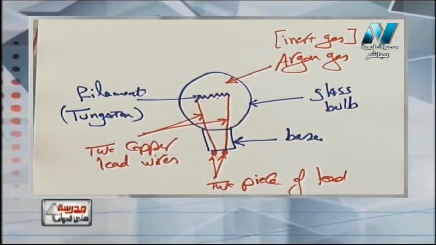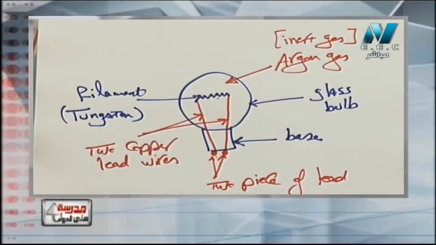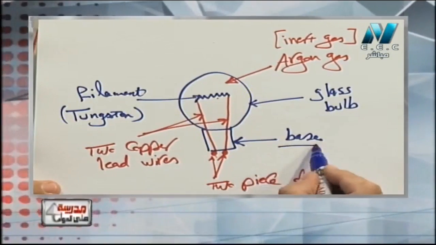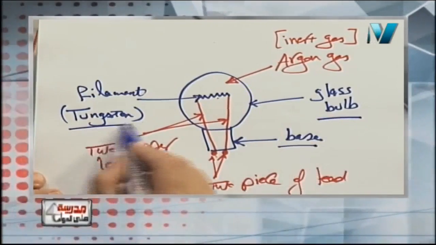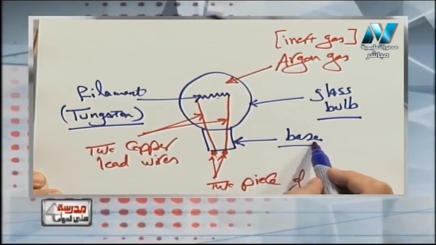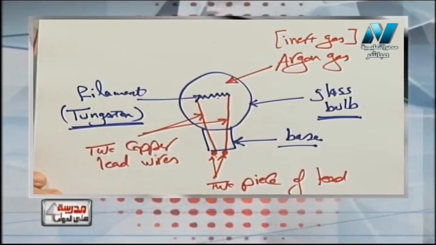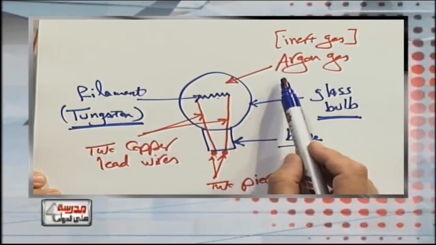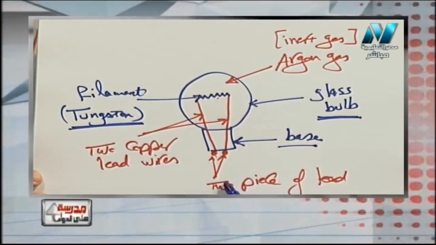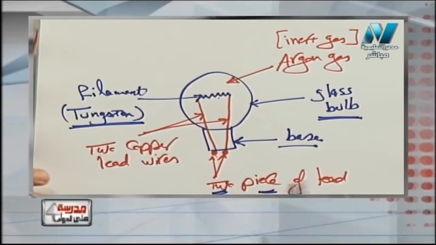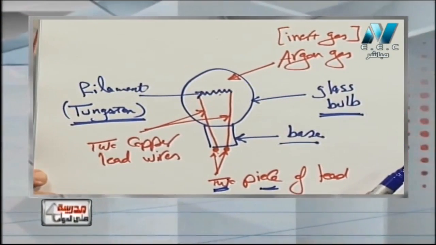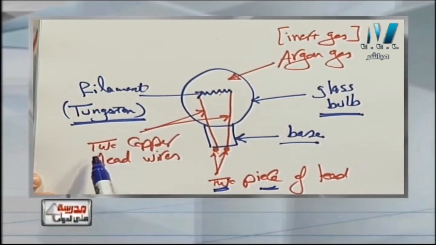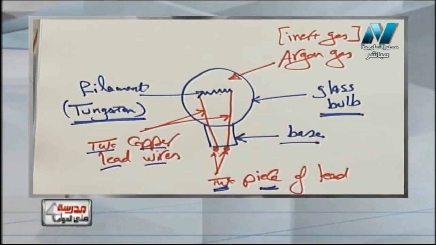So again, the main components، الأجزاء الرئيسية في اللمبة، هما three parts which are the base, the glass bulb and also the filament. Okay, again the base, the glass bulb and the filament or the tungsten filament. So what about the secondary components? They are argon gas that prevents burning, two pieces of lead، قطعتين رصاص, that connect electricity to the two copper lead wires then to the tungsten filament, then two copper lead wires. So here I have 6 labels inside the electric lamp. أنا عندي هنا 6 labeling في الإلكتريك لامب.